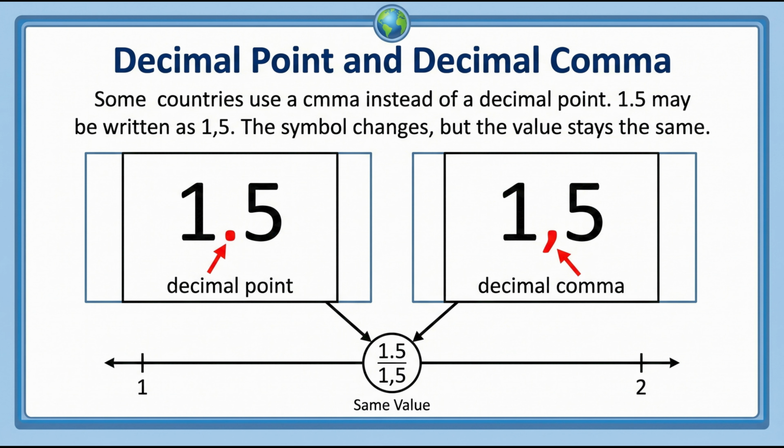Decimal point and decimal comma. Some countries use a comma instead of a decimal point. For example, some places write 1.5 as 1,5. The symbol changes, but the meaning stays the same. Both the decimal point and the decimal comma separate the whole number part from the fractional part. The place values of the digits remain the same. So, the notation symbol may differ, but decimal place value stays the same.